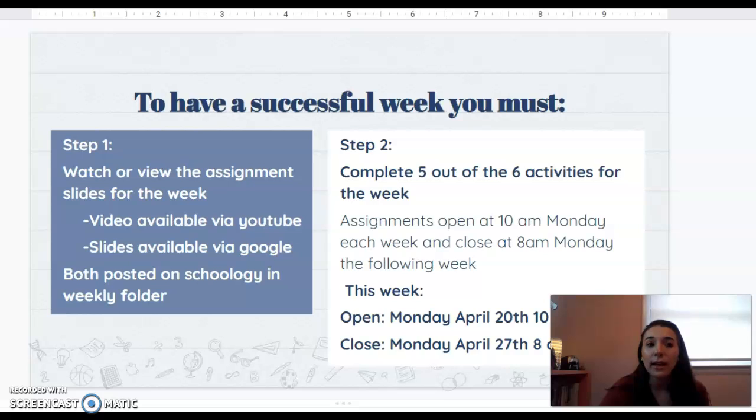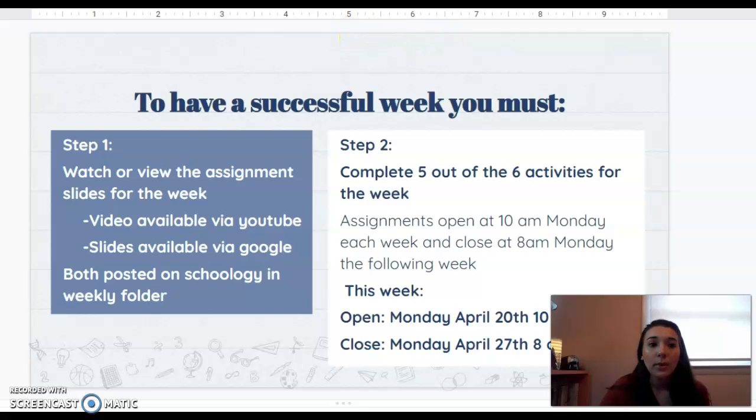Now, the reason that the folder and the slides say the 20th through the 26th is because these are weekly assignments. Unfortunately, Schoology and Home Access cannot update on a Sunday, and so they will not update unless the assignments close on a Monday or another day during the week, but a Monday. And so it closes at 8 a.m.